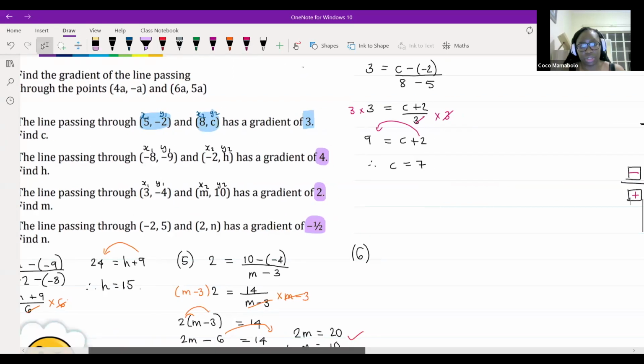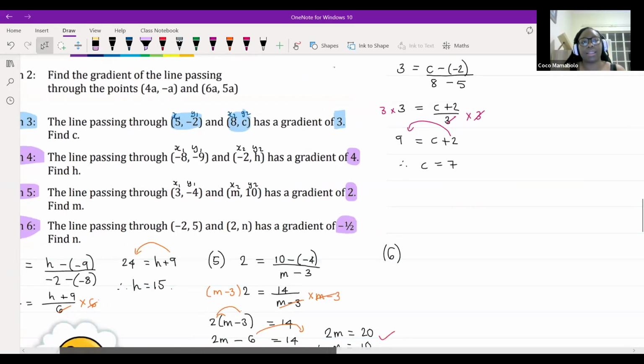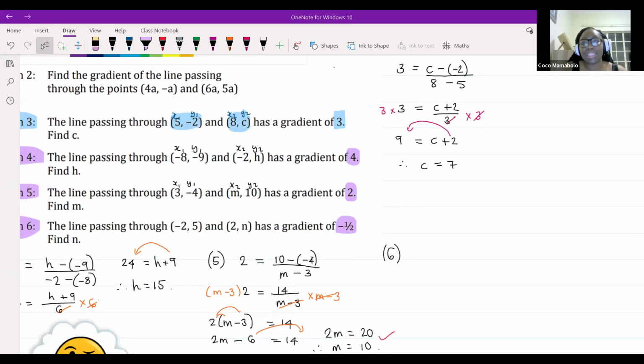If we look at question 6, it says that the line passing between these 2 points has a gradient of -1/2. If I have -1/2 as an answer, it doesn't matter whether I make the 1 negative or the 2 negative. The answer that I get out will be exactly the same. So I know I must replace the m in my gradient with -1/2. I'm going to make the 1 negative.